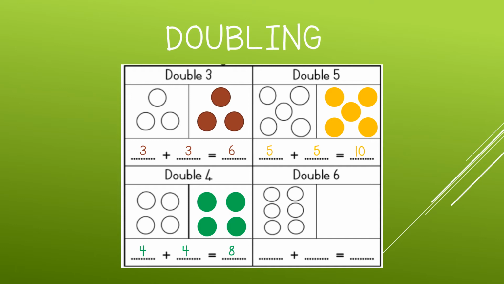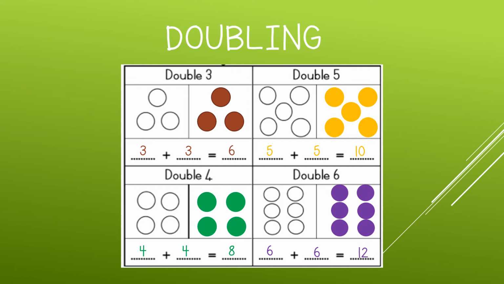And our last sum, we have double 6. Let's count this together. 1, 2, 3, 4, 5, 6. So let's add in the numbers at the bottom, and then we're going to count all together because it looks like a lot. So 6 plus 6. And now let's count on both sides. 1, 2, 3, 4, 5, 6, 7, 8, 9, 10, 11, 12. So 6 plus 6 is equal to 12.